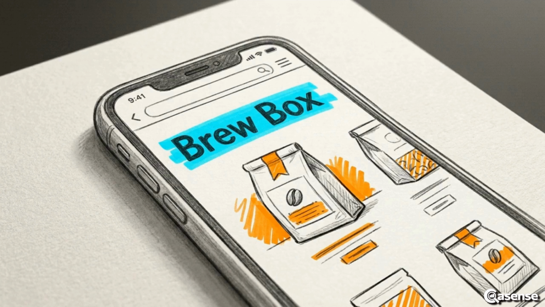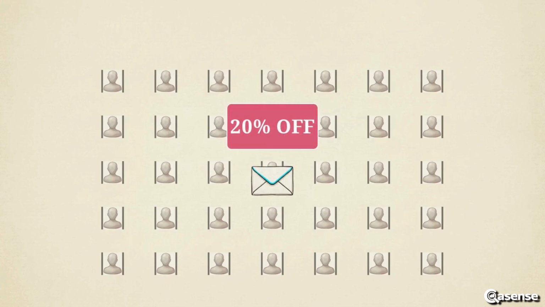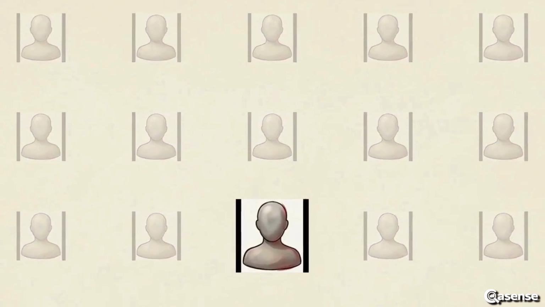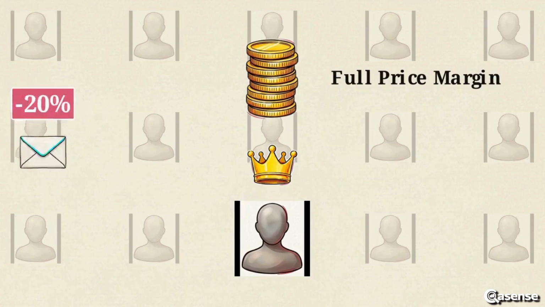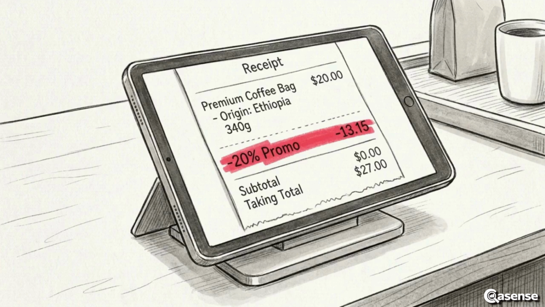Take Brewbox, a coffee subscription service. Whenever sales dip, they fall back on a common tactic. They blast a 20% off discount code to every single person on their email list. Giving a discount to everyone means they are handing 20% right back to their daily regulars, people who love the coffee and would have happily paid full price. That is a direct, unnecessary hit to their profit margins.